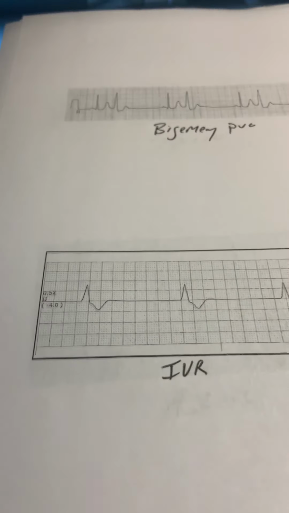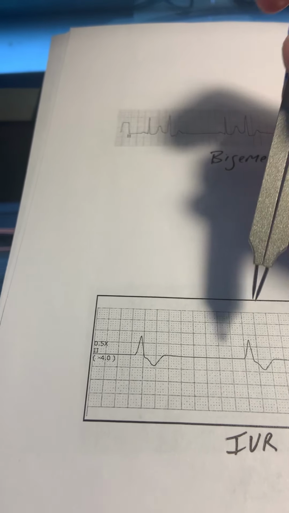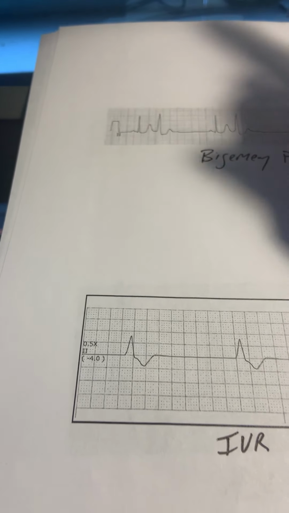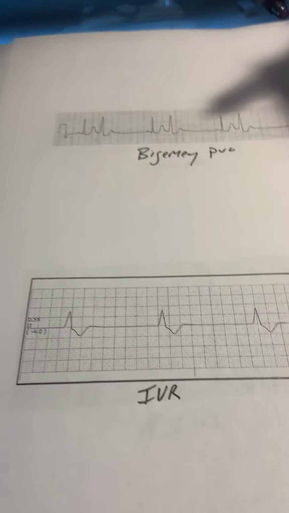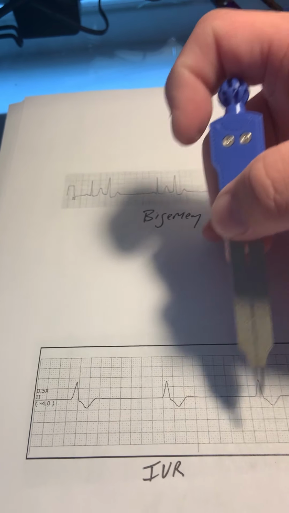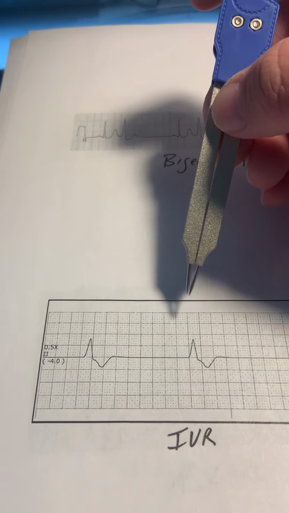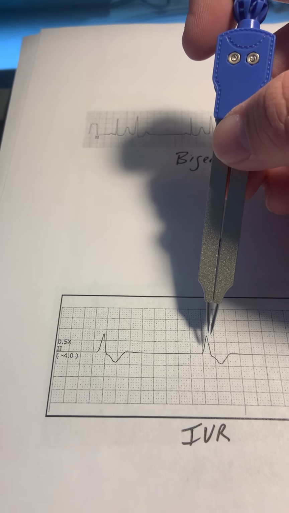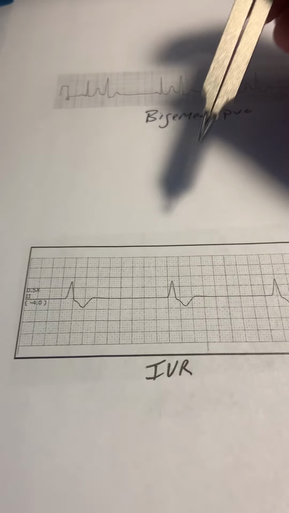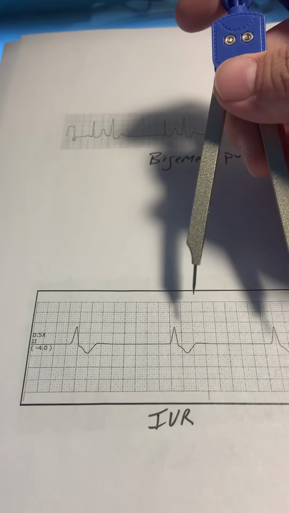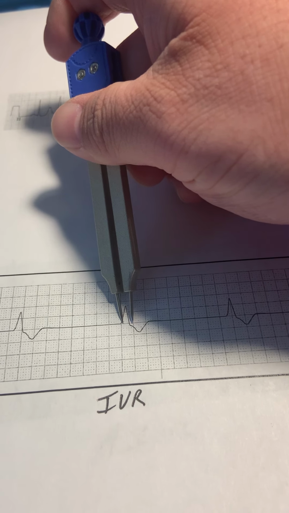IVR, or idioventricular rhythm. These can be mistaken for junctional rhythms, and they are, in a sense, because the atria is not firing. Idioventricular is usually a very slow rhythm, and the QRSs are usually very wide.